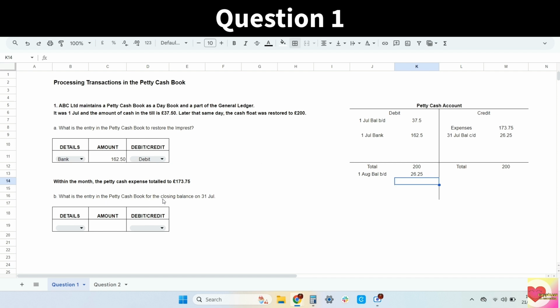What is the entry in the petty cash book for the closing balance on the 31st of July? You have to be very careful in answering this type of question. You have to find out what is being asked for. It says here closing balance on the 31st of July, so this should be the correct entry. Let's enter the details. Balance carried down. The amount should be 26.25 and the side should be in credit.